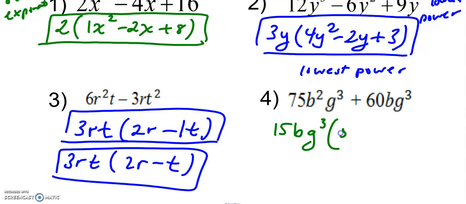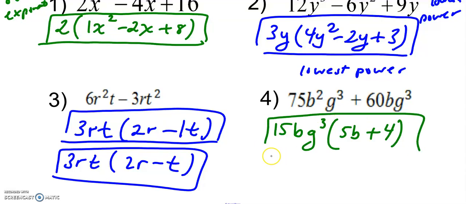15 goes into 75 5 times. B, if there's 1b being taken out of b squared, there's 1b left. If I take g cubed out of a g cubed, that's gone. So I write plus. 15 goes into 60 4 times. B goes into b itself once, so the b's are also gone if you think b divided by b. And then g cubed, if I take g cubed out of g cubed, that is also gone. So both of these have been taken out, so I'm just left with 5b plus 4.